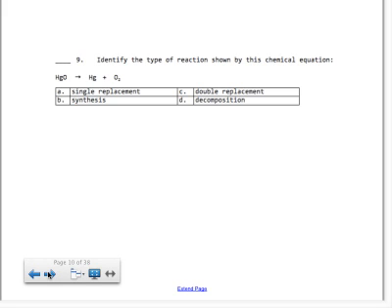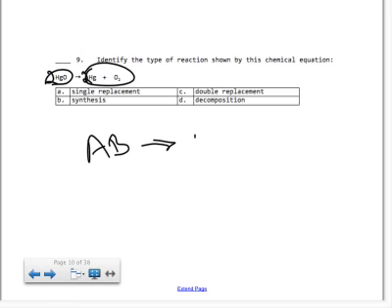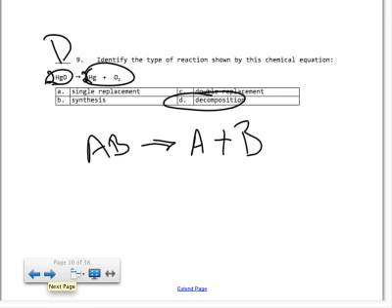Identify the type of reaction shown by this equation. So here you have HgO produces Hg plus O2. That should really be a 2 and a 2 to balance it out. But here you have the same formula we were looking at earlier where you have one reactant becoming 2 products. That is a decomposition reaction.